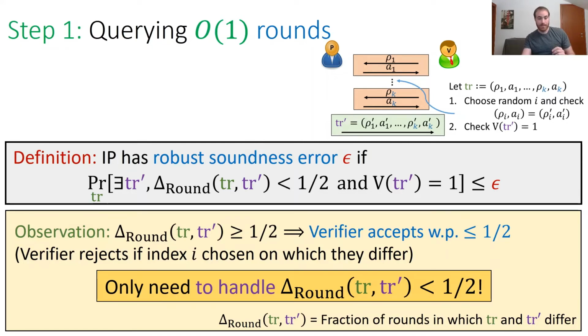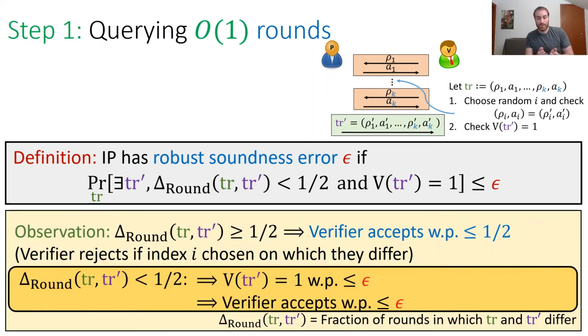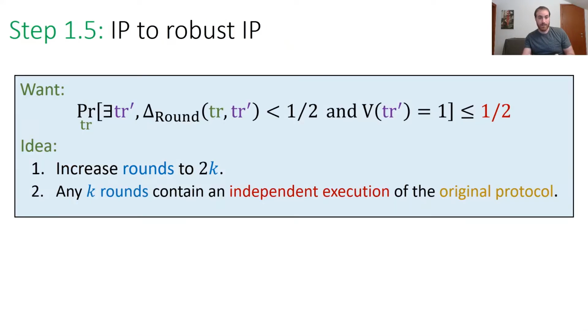And why is this? Well, we already claimed that if the two transcripts are far from each other, then the verifier will accept with probability at most 1/2. And if this property holds, it says that if the two transcripts are close to each other, then the transcript TR prime is accepting with probability at most epsilon, which implies that the verifier accepts with probability at most epsilon, since it checks whether TR prime is accepting. So if we plugged in epsilon equals 1/2, we would be done. So our goal is to get this robust IP with error 1/2.